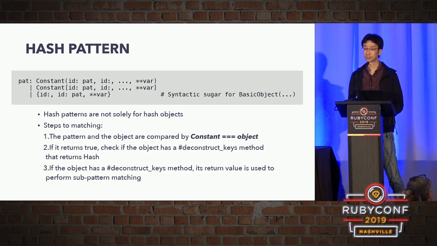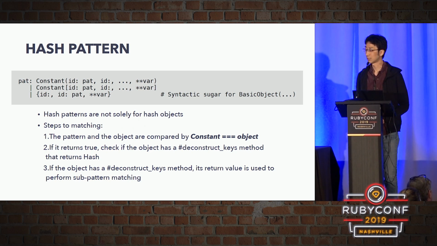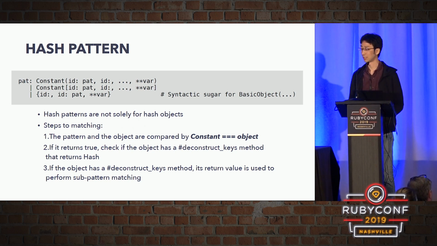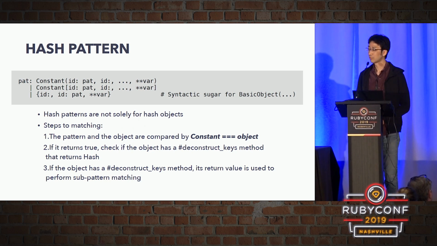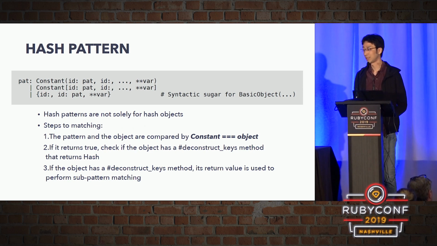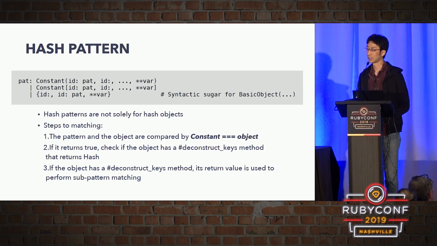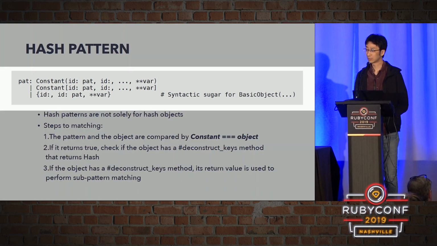Next is the hash pattern. This is a hash version of the array pattern. The main difference between hash pattern and array pattern is that in array pattern, the deconstruct method is used to deconstruct the object. But for hash pattern, the deconstruct_keys method is used to deconstruct the object. And there are 3 types of hash pattern. It is similar to array pattern.